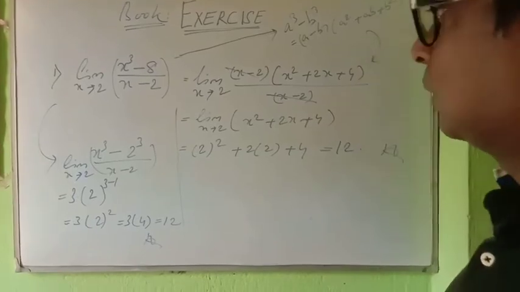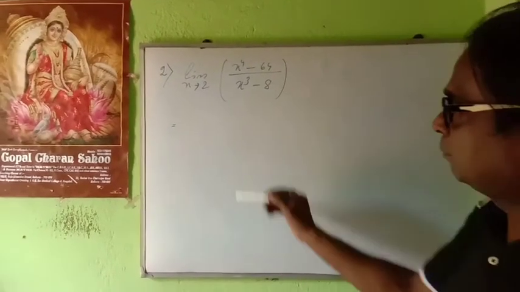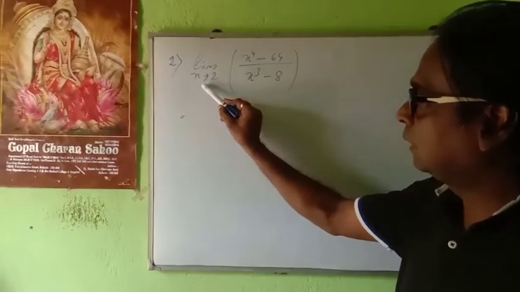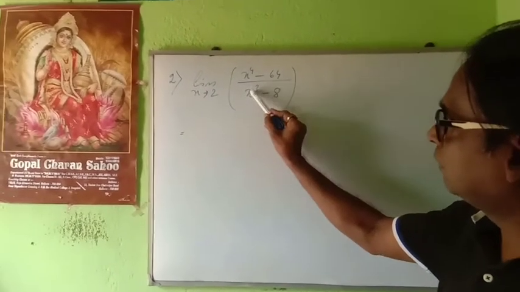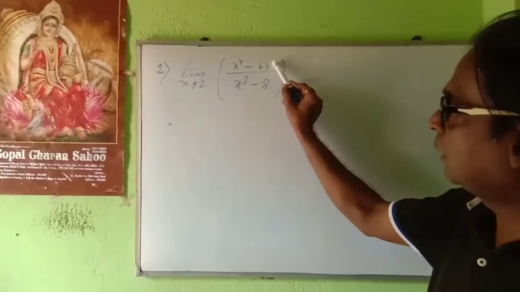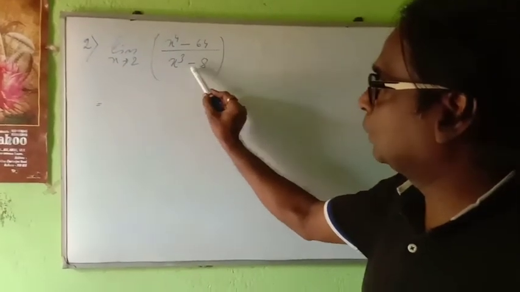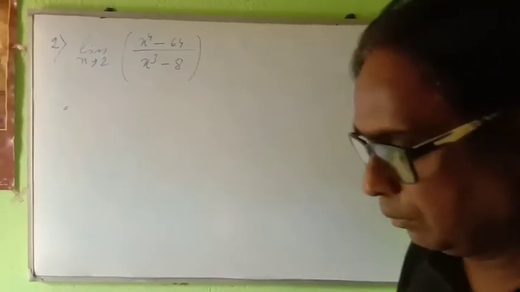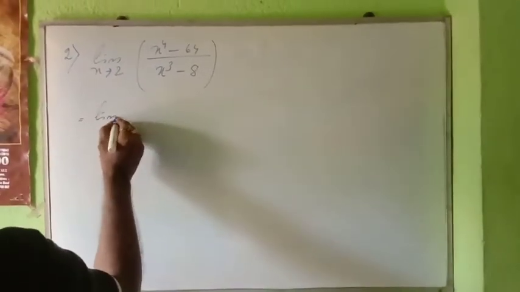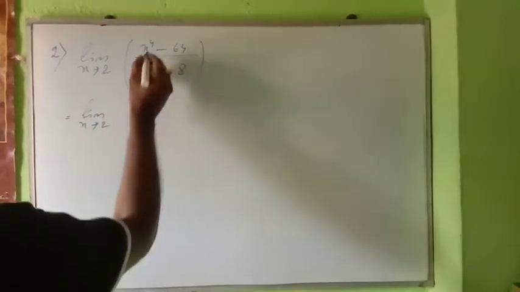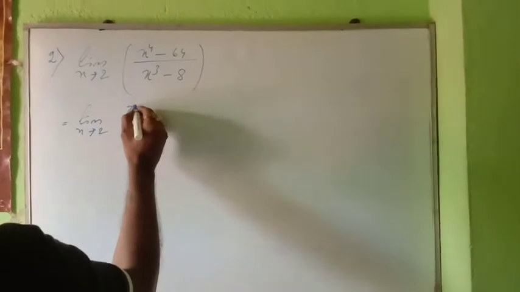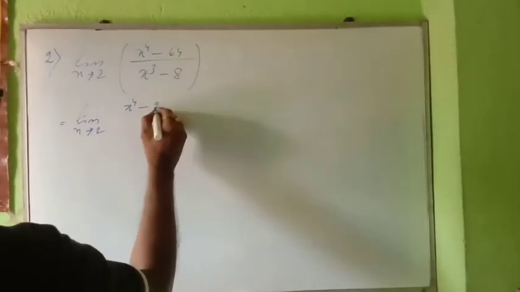Okay. Next one. See question number 2. Limit x tends to 2, function given x to the power 4 minus 64 divided by x cube minus 8. How to do this sum? Just see here. Limit x tends to 2. Here x to the power 4 minus 64, where 64 means 2 to the power 4.